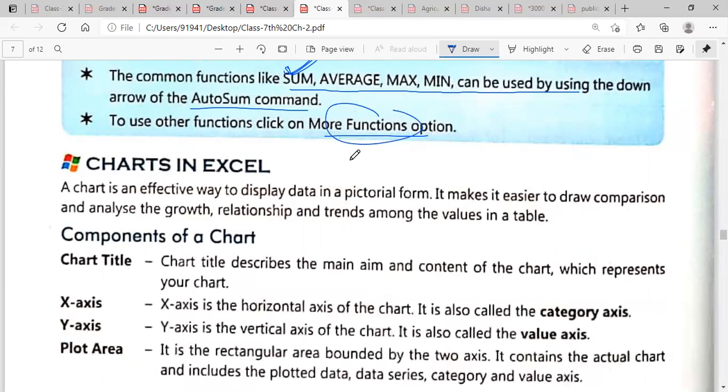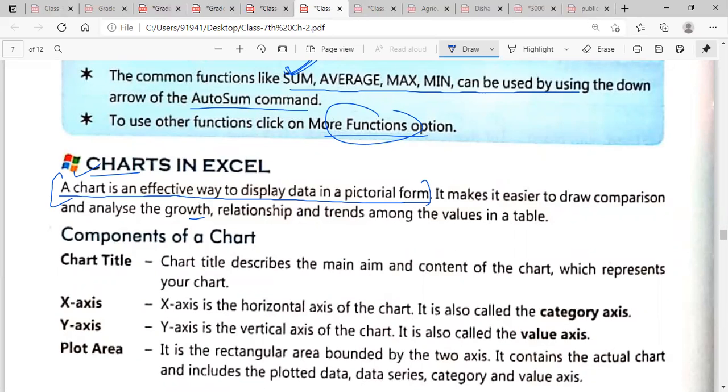Next is charts in Excel. Now, what is a chart? A chart is an effective way to display data in a pictorial form. Okay, a chart is just what we use to display the data in picture form. It makes it easy to draw comparisons and analyze the growth, relationships and trends among the various values in a table. In a graph we can judge and analyze everything very easily.